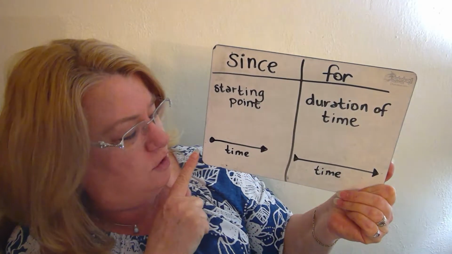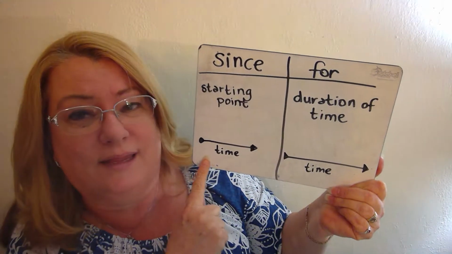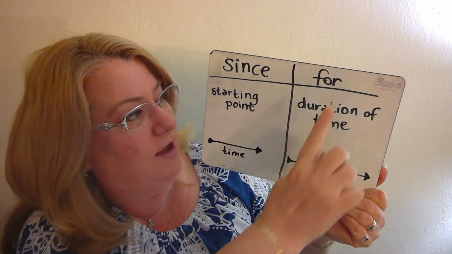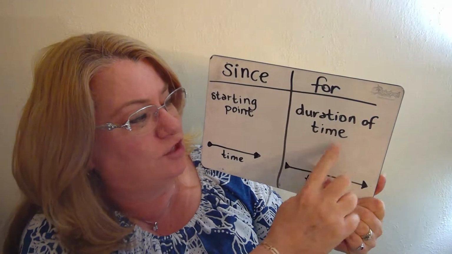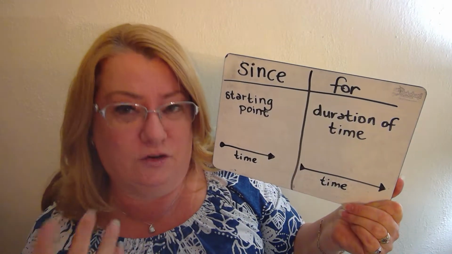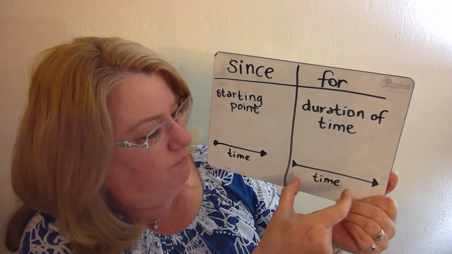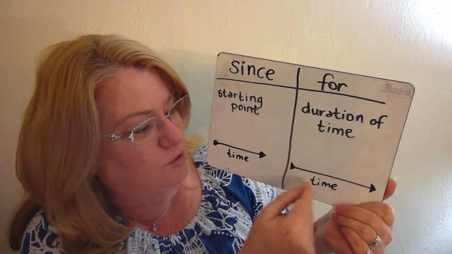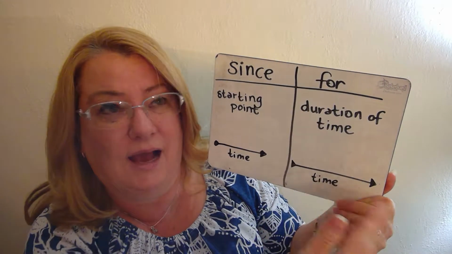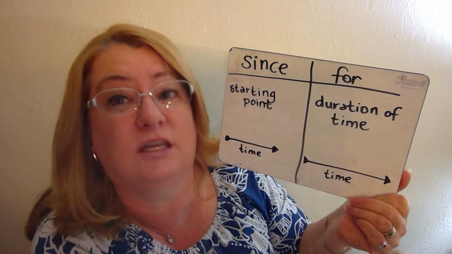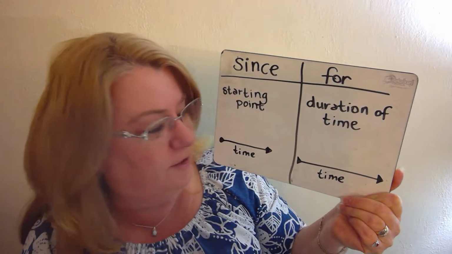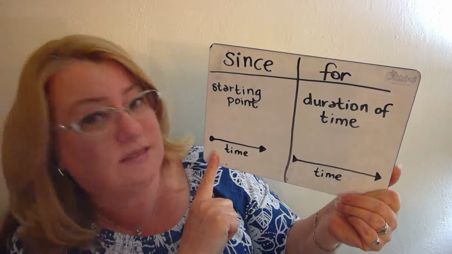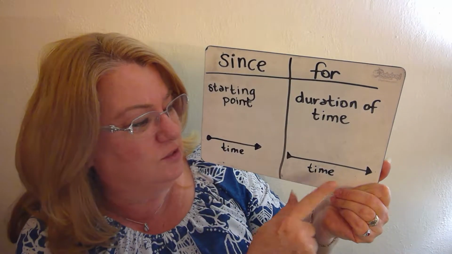Since has a starting point. It has a starting point and then it goes for time. Now, for is the duration of the time. We might understand there's a starting point, but the emphasis is on this duration of time, the time in between when it started and how it's still continuing to go, usually. So, since has a starting point. This one is focused on that duration of the time.